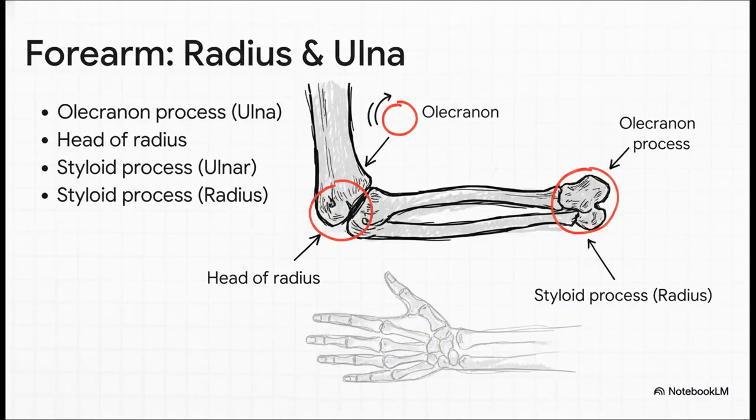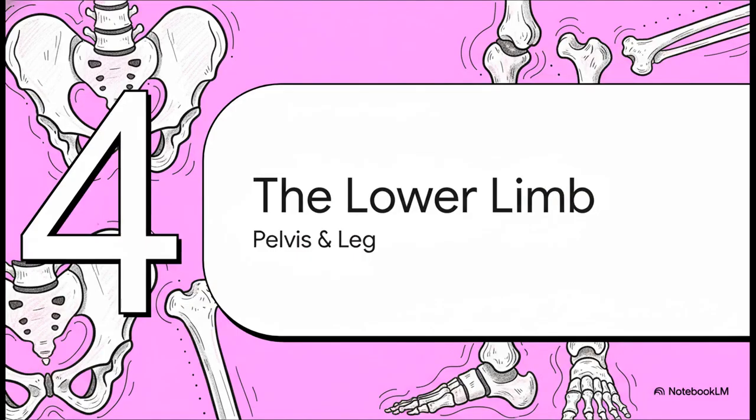Continuing into the forearm, the prominent point of your elbow is the olecranon process. Just below that, on the outer side, you can feel the head of the radius. Try turning your palm up and down, and you'll actually feel it rotate. Pretty cool, huh? Finally, down at the wrist, those two bumps on either side are the styloid processes of the ulna and the radius. We've mapped the upper body.